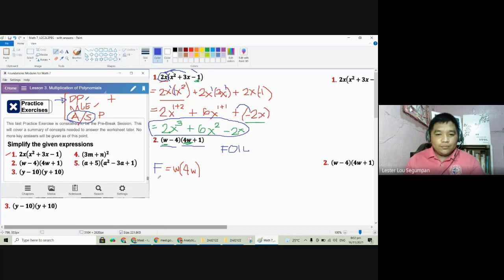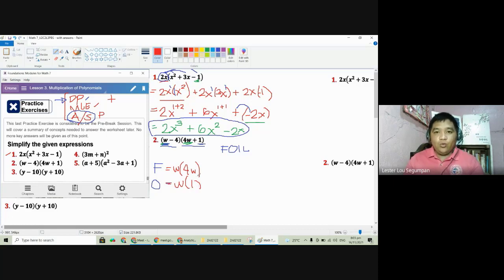As for O, it stands for outer. And we say about outer, looking at the expression here, they are the terms that could be found on the outermost of the expressions. That would mean it's the first term of the first expression. Let me use another color. The first term of the first expression, and it should be the last term or the second term of the second binomial expression, outermost. That is actually to be multiplied. We have here w times 1.